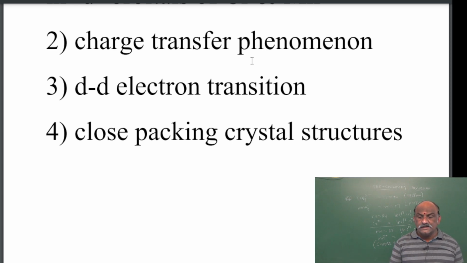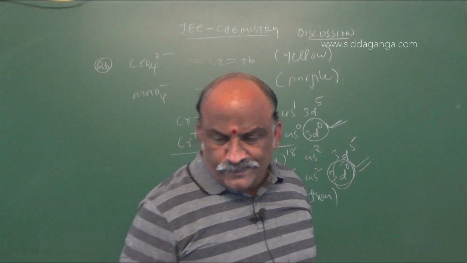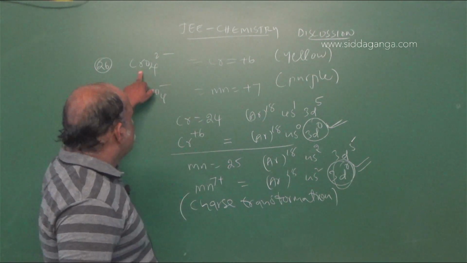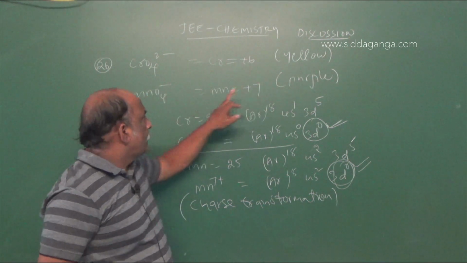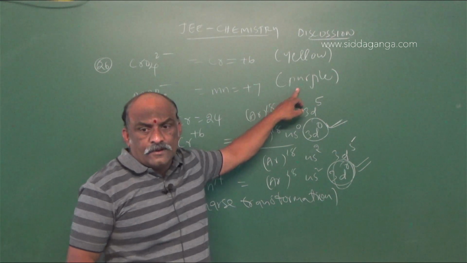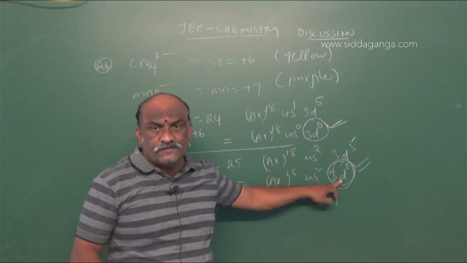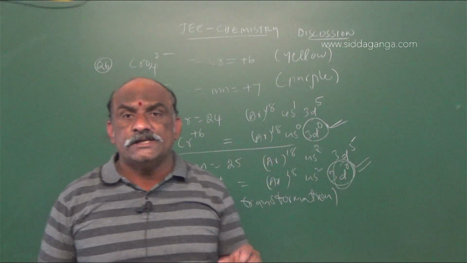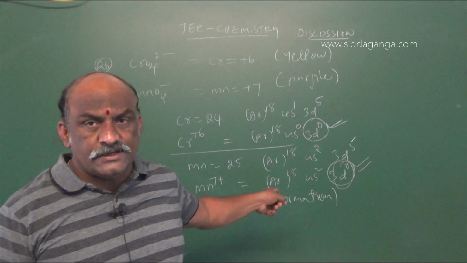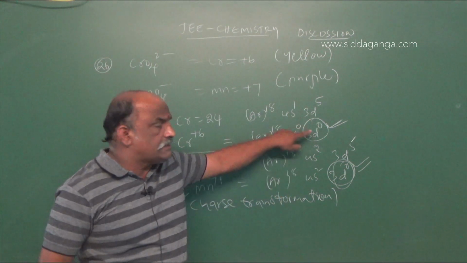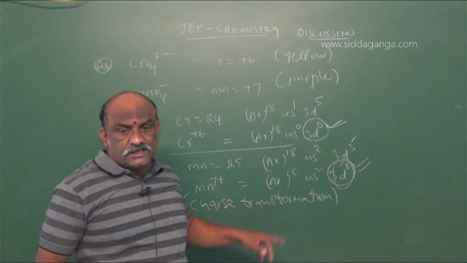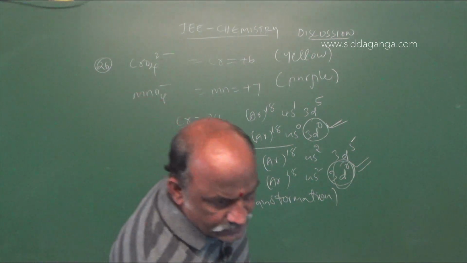If any d electrons are there, dd transition. If d0 is there and that d0 is colored, then the answer is charge transfer. So remember once again, Cr6 plus yellow color, Mn7 plus purple color, but both are having d0 configurations. Generally d1 to d9 configurations are colored, but here d0 configuration is also colored. What is the reason? Charge transfer. Next one, question number 27.